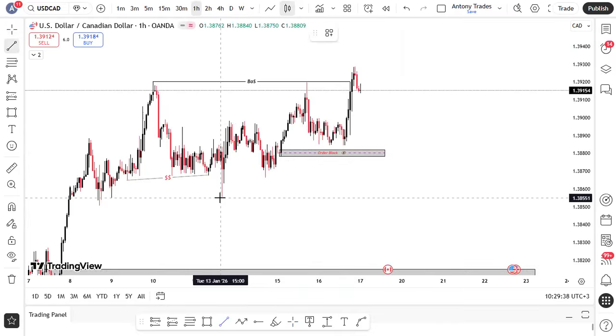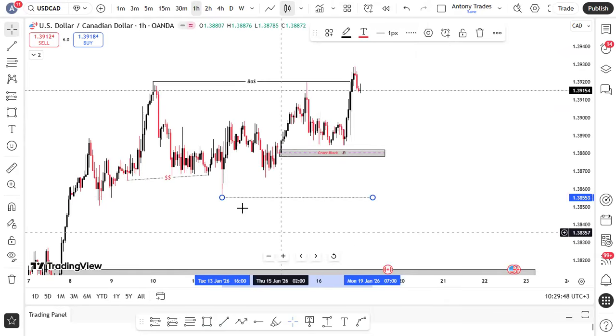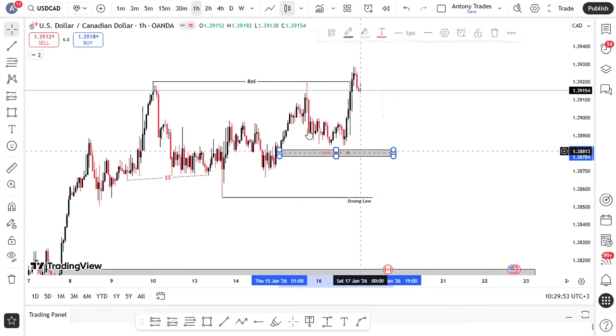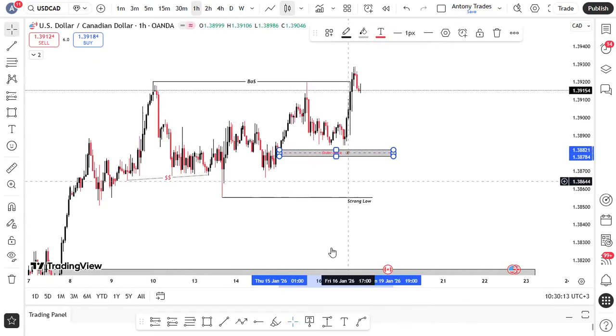Don't forget that this is your strong low. This is your low down here, like that. That is your strong low. So if the market comes to this area, now look for your entry because you have liquidity above it. If the market comes to this area, look for a buy. And remember, the market can decide to come and take out this low. So until the market comes and takes out this inducement here, don't look for any setup.